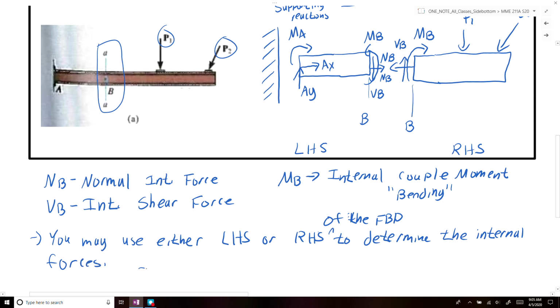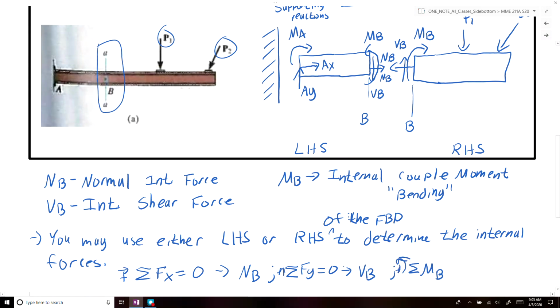So if you summed all the forces in the x direction and set that equal to 0, you could determine NB. If you summed all the forces in the y direction and set them equal to 0, from that you could determine VB. Alright, and then if you summed all the moments about point B and set that equal to 0, from that you could determine the internal moment MB.